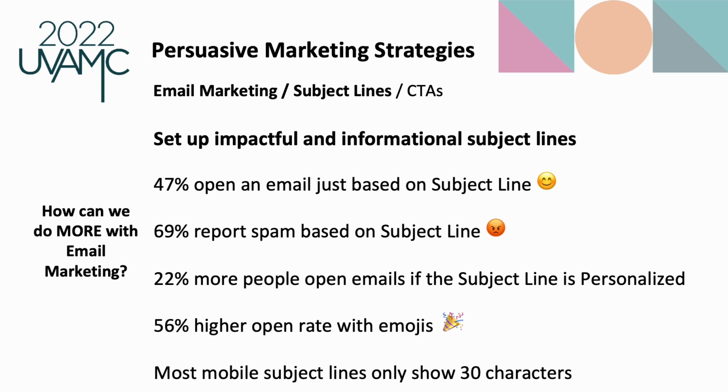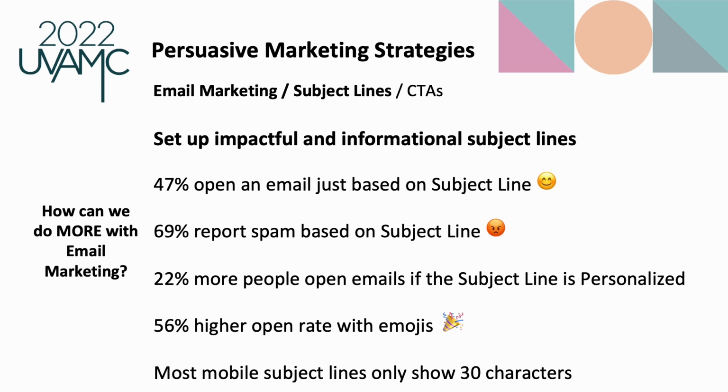Conversely, 69% of people report spam based on subject line. So if you have someone in the wrong segmentation list, or you're not segmented and you're trying to talk with them using some type of content in your subject line, they might report you as spam. So that's the other side of the coin there: make sure that you have segmentation in place so that you're using the right email subject line for people.